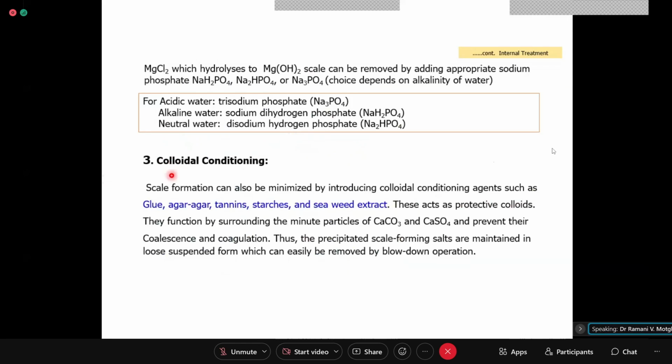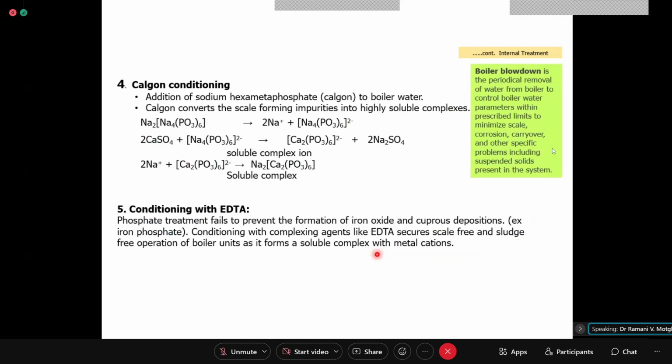Then the third one is the colloidal conditioner. Here the principle is that the precipitate which is precipitating out in the boiler water is covered by these colloidal conditioners, and they make it loose, so that they don't stick to each other nor to the walls. It remains suspended in the water, and that can be removed by blowdown operation.